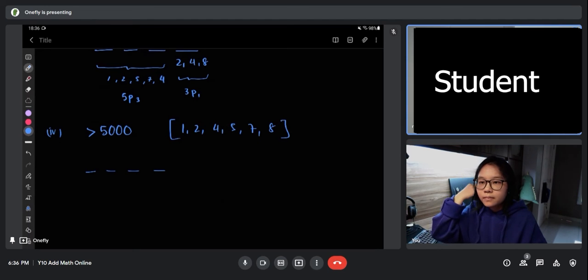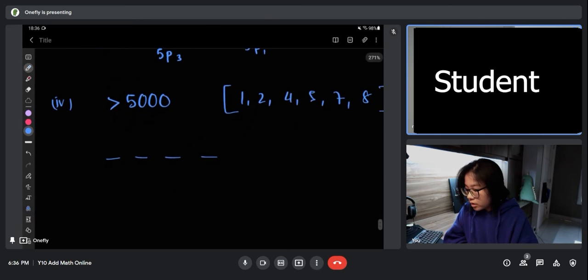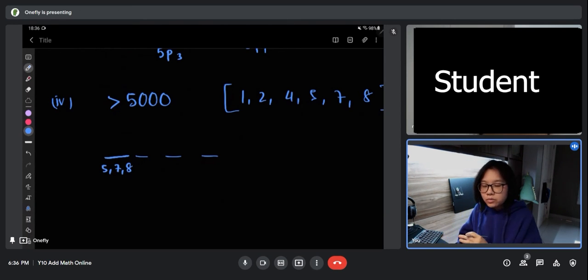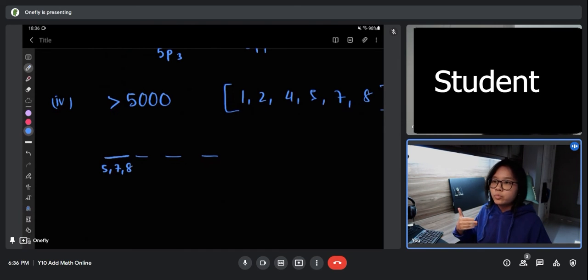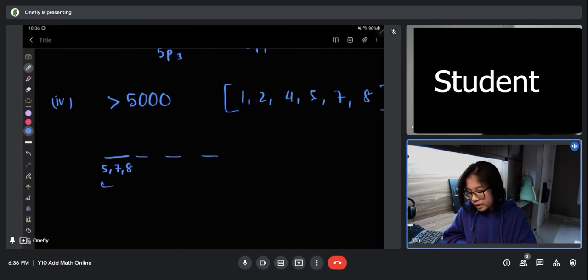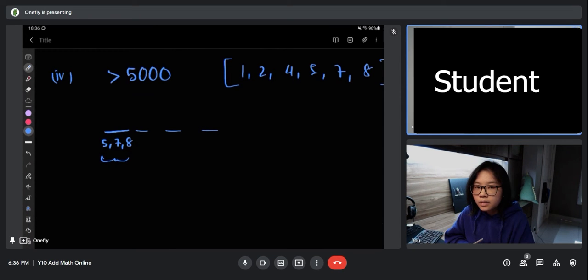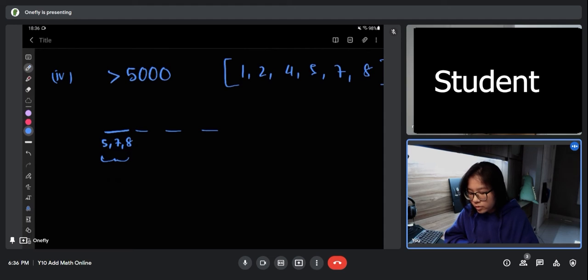I thought the first digit should be like 5, 7, 8. Okay, good start. So your first digit must be either 5, 7, or 8, right? So your 5,000s, your 7,000s, and your 8,000s, then can already. Nothing else we want to consider. Okay, then can we just find the calculation for this slot first? What's the calculation? 3P1. So 3 arrange for 1.